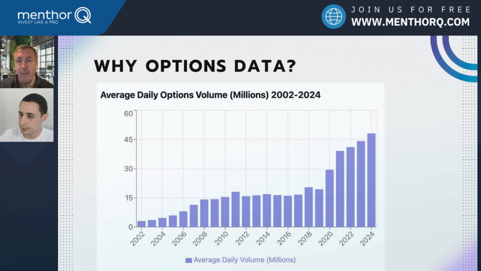We show this chart a lot because it's very, very important. This chart shows you the average daily volume on options from the early 2000s up to 2024. As you can see, from COVID onwards, the volume has dramatically increased. So understanding the importance of options is very, very important, because there's a lot of liquidity behind those flows, and understanding how the option market can impact the underlying is very, very important.